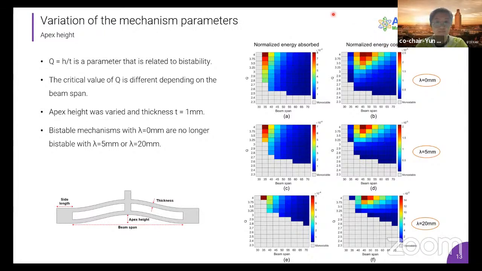And the left column here is the normalized energy absorbed, and the right one is the normalized energy cost, which is the energy that the mechanisms must spend to leave the bistability position. And when we compare with these other two values of side length, we can better understand the effect of the side length. Only these mechanisms are bistable with 20 millimeters. We can see a difference from this image to this image. And with no side length, the critical value of Q is 2.5 here. And with 20 millimeters, the value is 2.8.